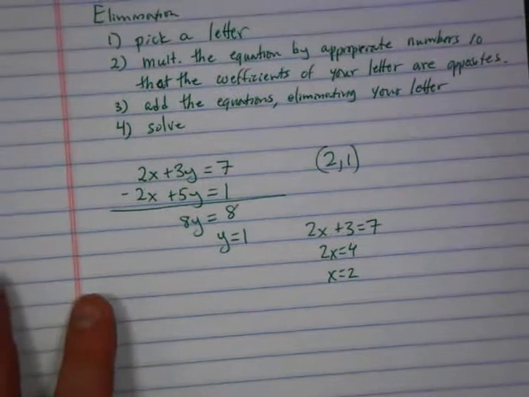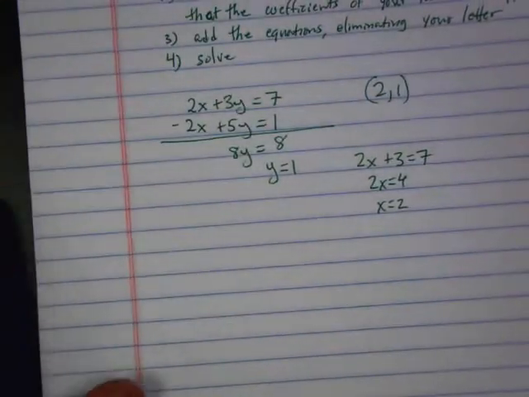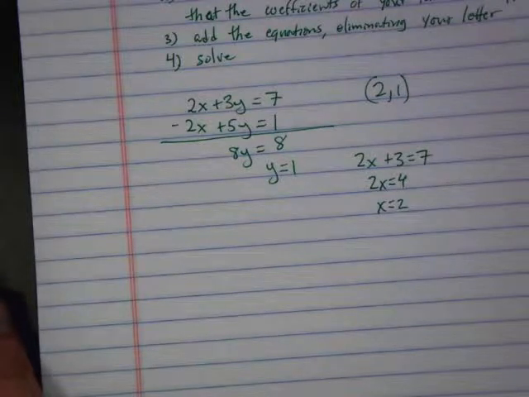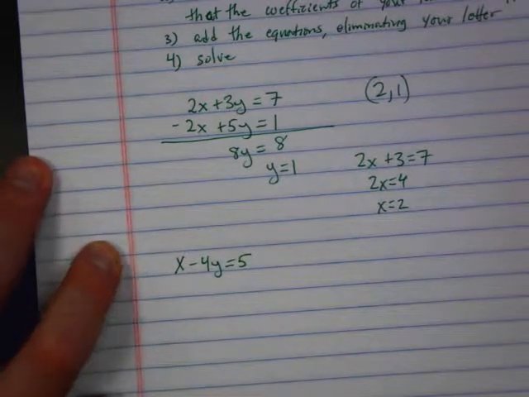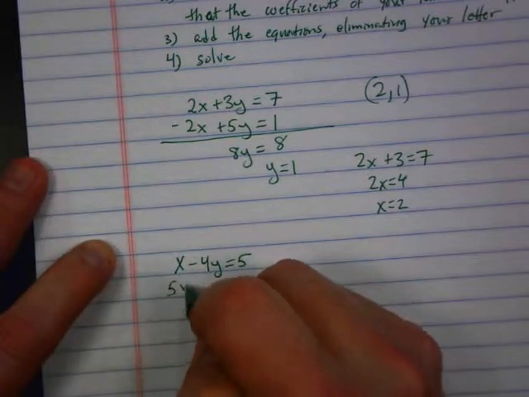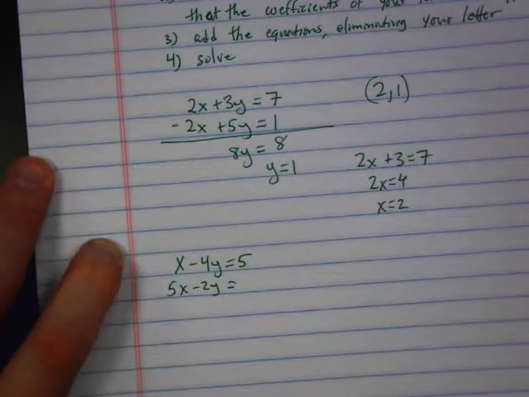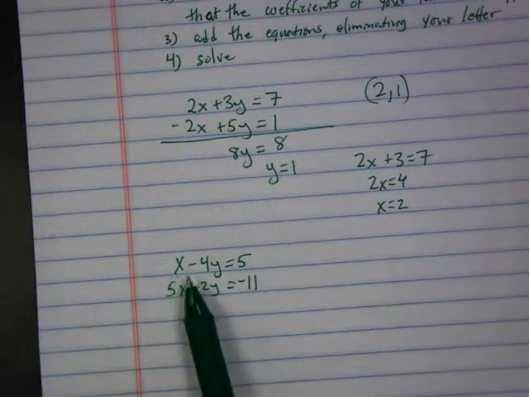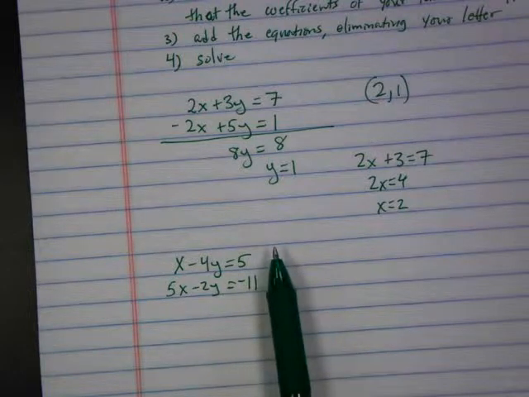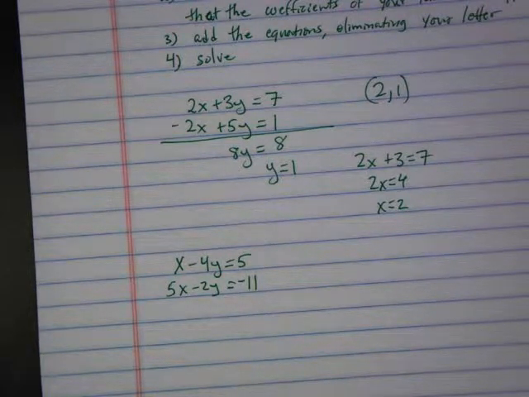All right, now, of course, they're not all that easy. Let's find another one. How about x minus 4y equals 5, and 5x minus 2y equals negative 11. Well, based on what I just said a few minutes ago, this would be a good one to do by substitution. Why would it be a good one to do by substitution? This x has a coefficient of 1. I could just add 4y to both sides and I could do substitution. It would work just fine. But let's do it by elimination anyway.